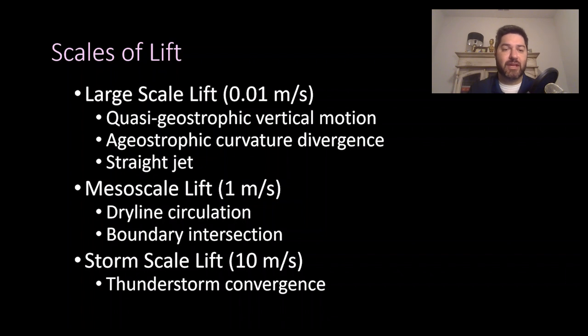And then you do have storm scale lift, which actually is an order of magnitude larger than that at 10 meters per second on average. So you're looking for more in terms of like thunderstorm outflow boundaries that cause other storms to develop. That would be storm scale lift, a little less predictable. So we won't really talk about that here, but just so you know, these are the relative motions associated with these forms of lift.